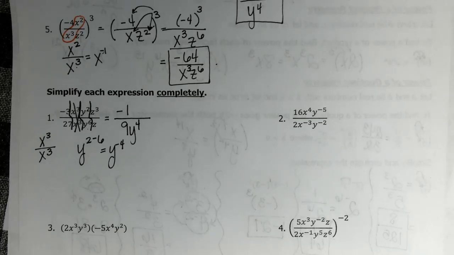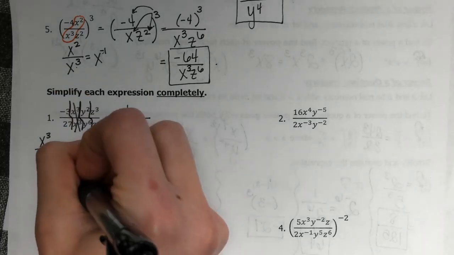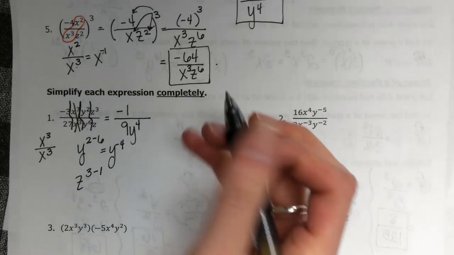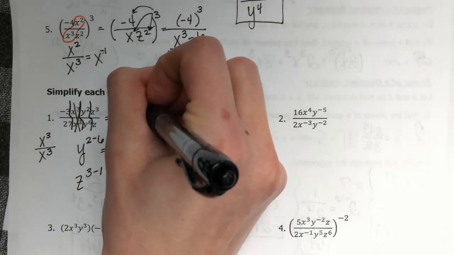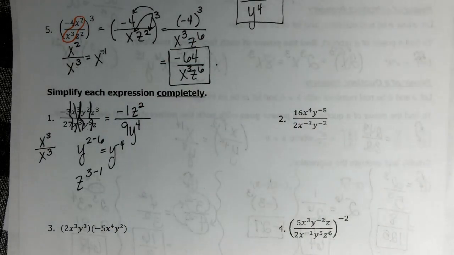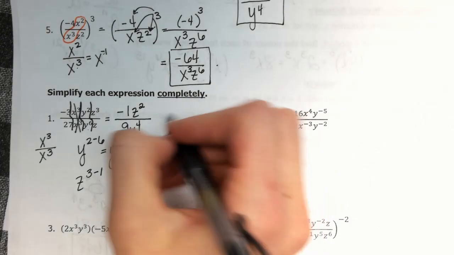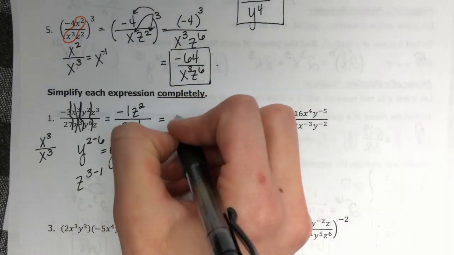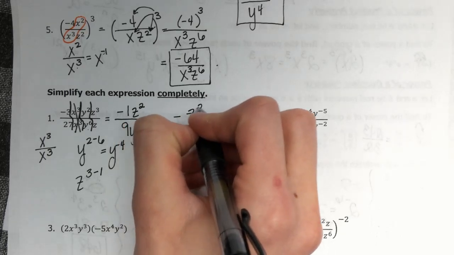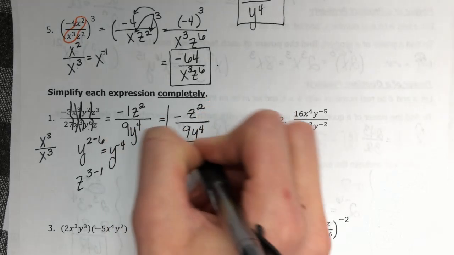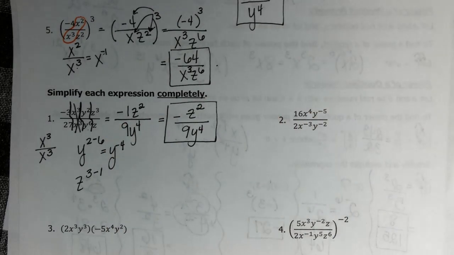And then I have z cubed over z, so I've got 3 minus what? 1. So z squared. Now that's positive, so that stays in the top. So you can leave it like that. If I have something similar to this on the answer key, I'm not going to have the 1. You don't have to rewrite it. I'm just letting you know if you put a 1 there, it's okay.